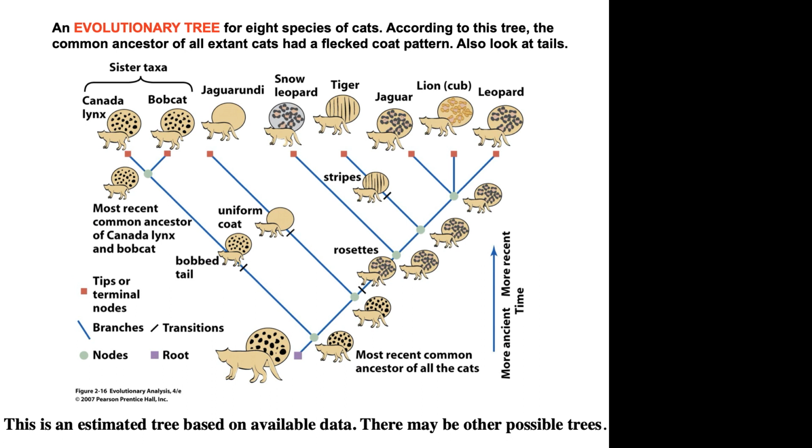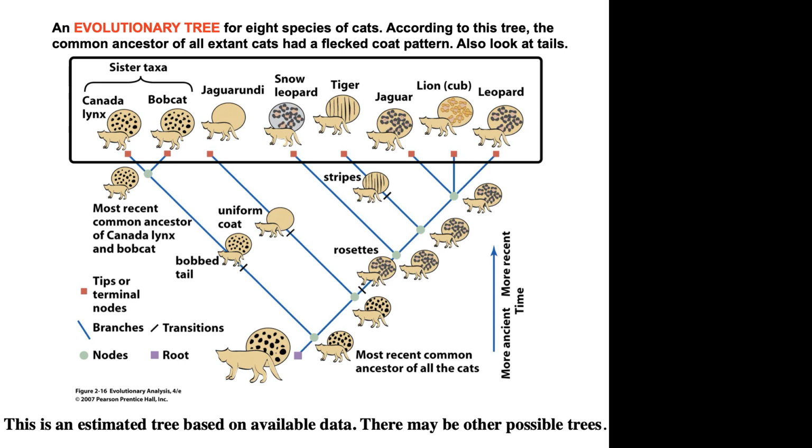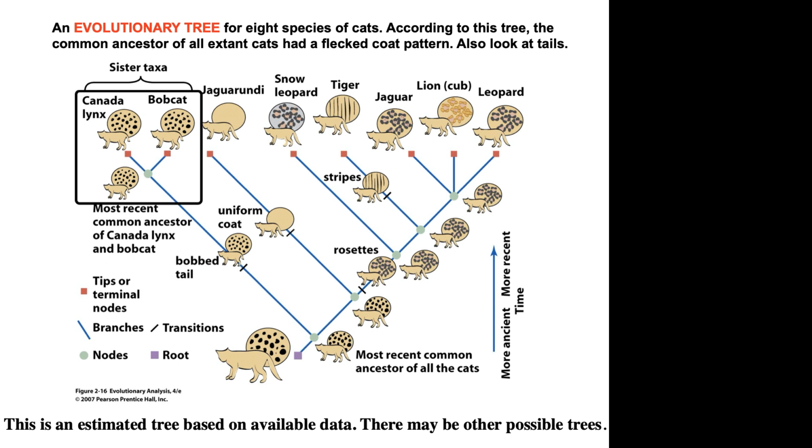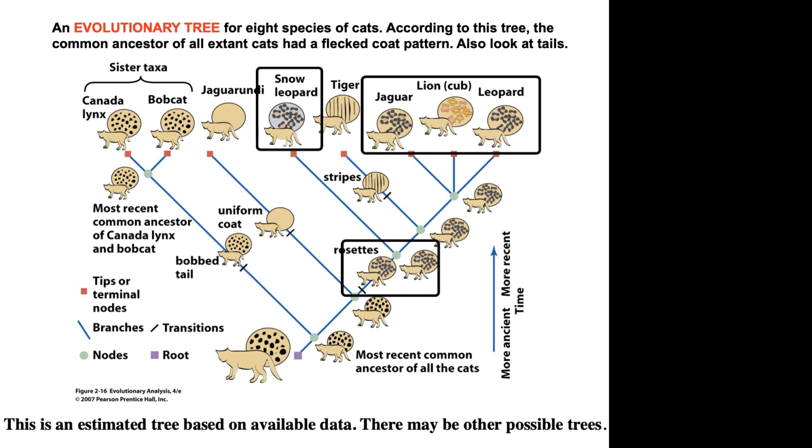You can see this in cats also. Eight species of cats running from Canada lynx to leopard over here. And you can go back to the most recent common ancestor, which had spots. Some of those retained their spots, although they had a bob tail then. You get the bobcat and the lynx on one side. Further up, some of the descendants lost the coloration, so they had no spots anymore, but a uniform coat. And then you get rosettes to form leopards and snow leopards and other types of leopards.